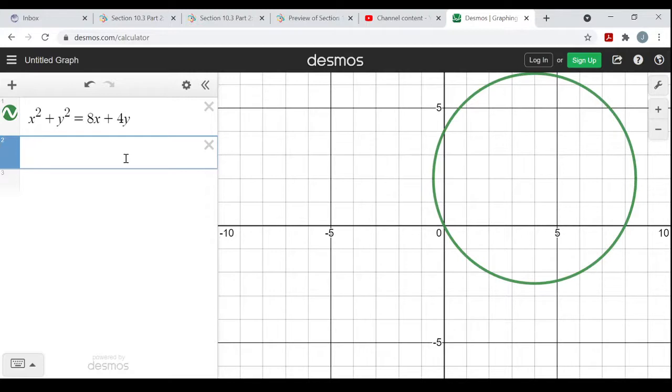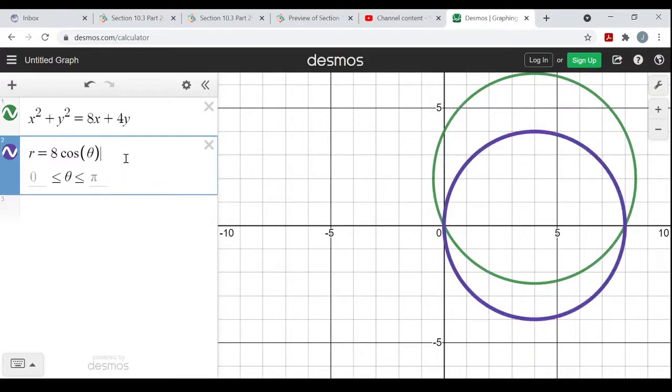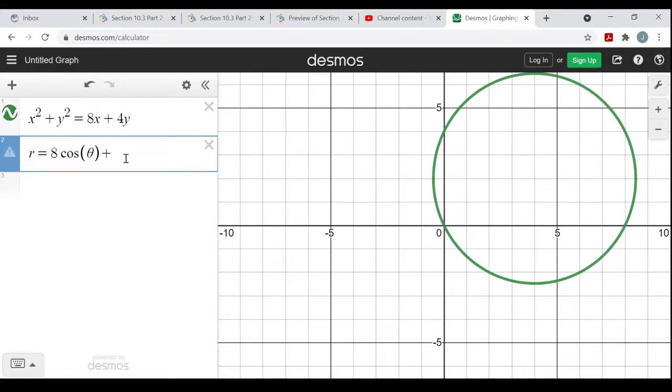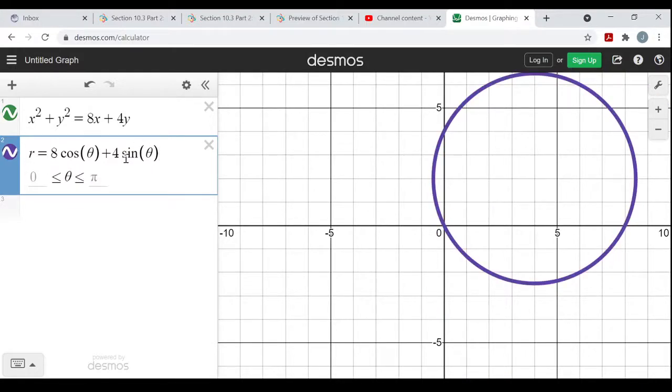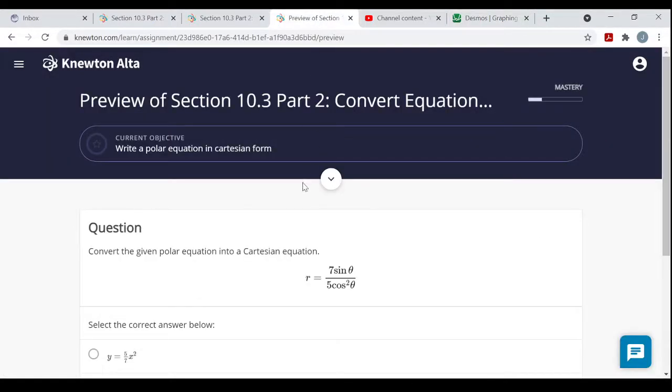So here was what it was: r equals 8 cosine theta, and you can just type the word theta and the symbol theta will come in, plus 4 sine theta. And there you go. Look at the graphs. The green graph was the graph in rectangular, and the purple graph right on top of it is the same exact curve in polar. And that's what we're trying to do. We're trying to write equivalent equations that have the same graphs. They trace out the same exact locations.